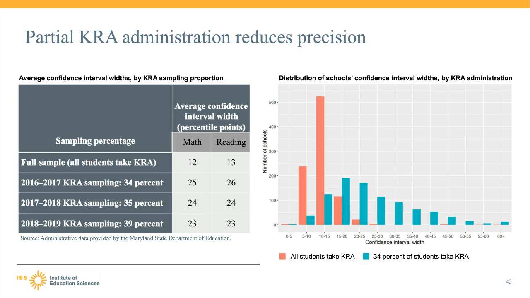So looking at this distributional graph on the right, you see that most of the schools have a confidence interval of 15 percentile points or fewer under the census administration in red, whereas the majority of schools have a confidence interval larger than 15 points when this partial administration would take place.